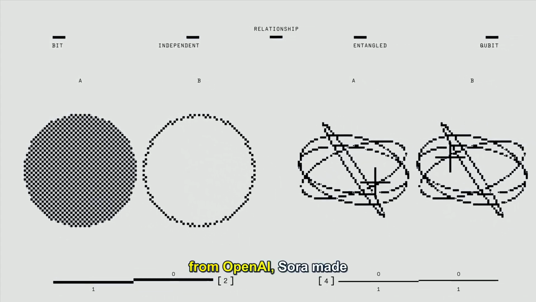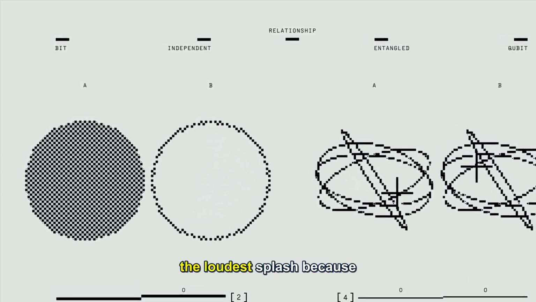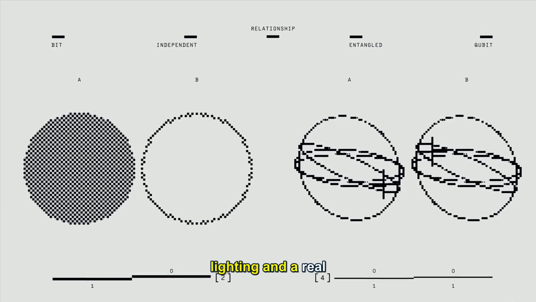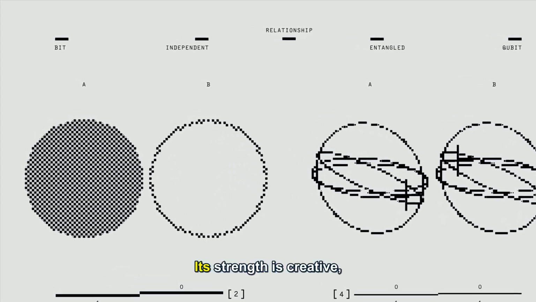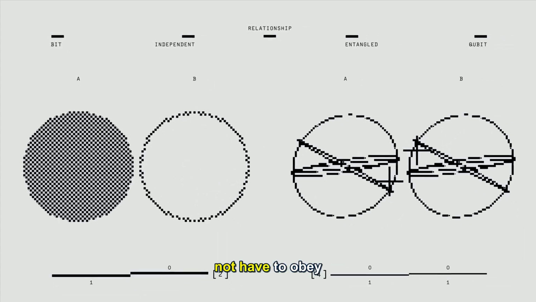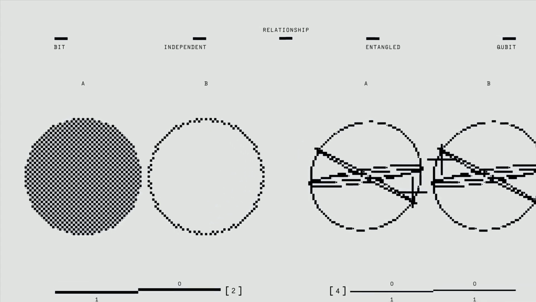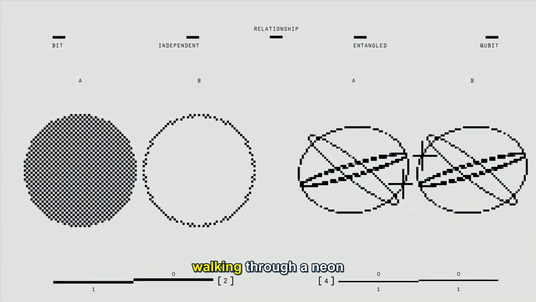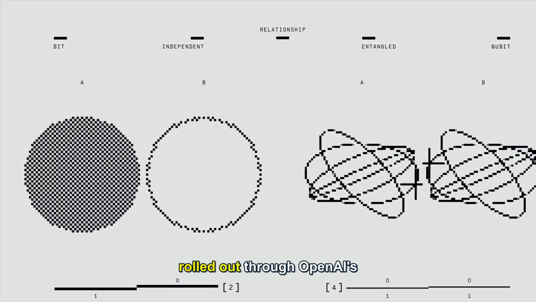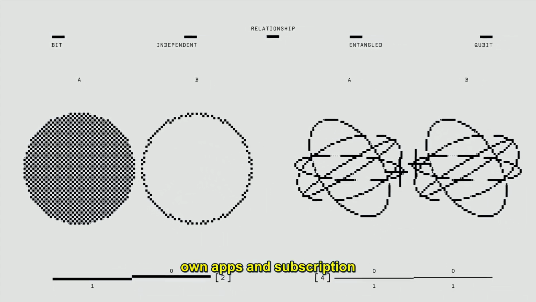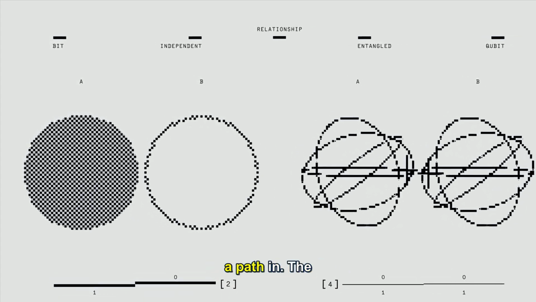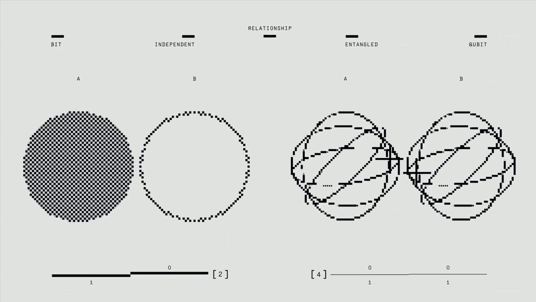First, Sora from OpenAI. Sora made the loudest splash because its demo clips looked startlingly cinematic, with detailed lighting and a real sense of camera movement. Its strength is creative, dreamlike scenes, the kind of shot that does not have to obey strict real-world logic. If you want a fox made of smoke walking through a neon city, Sora is comfortable there. Access has rolled out through OpenAI's own apps and subscription tiers, so if you already pay for ChatGPT, you may have a path in. The trade-off is control.